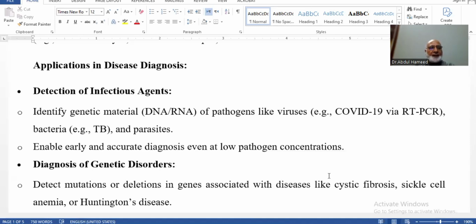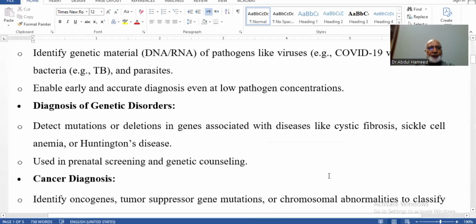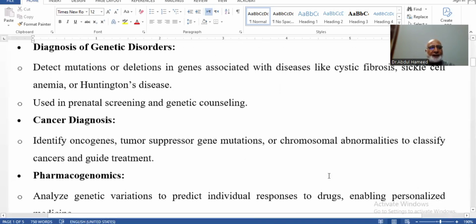Then comes the diagnosis of genetic disorders. They detect mutations or deletions in genes associated with disease like cystic fibrosis, sickle cell anemia, Huntington disease, and are used in prenatal screening and genetic counseling. For example, in case of leukemia and thalassemia.